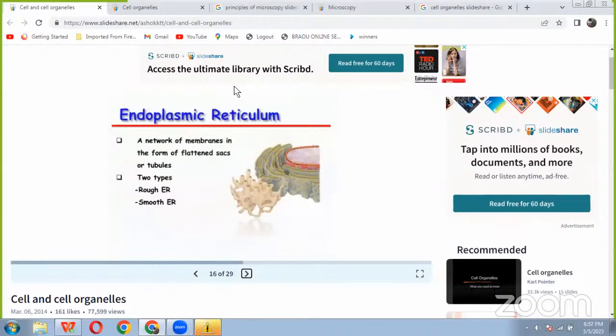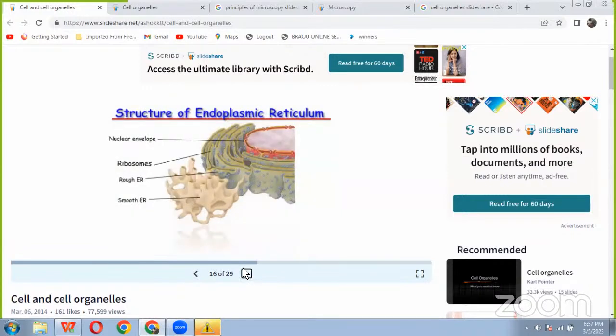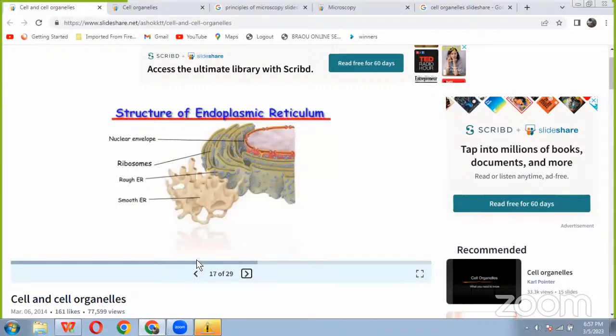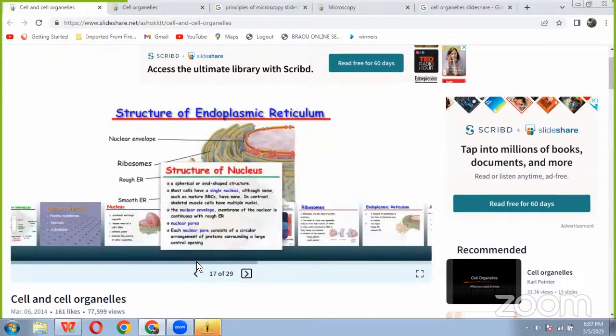Next one, endoplasmic reticulum. It is a network of membranes forming flattened sacs. There are two types of endoplasmic reticulum: rough ER and smooth ER. What is the importance of the rough ER? The main importance of rough ER is protein synthesis. Okay, nuclear membrane, rough ER, smooth ER.